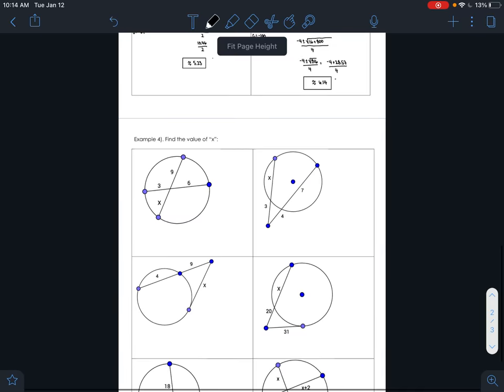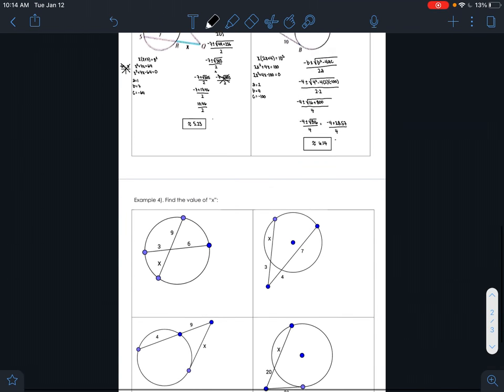Phew. All right, so I'm going to pause there, and then I'm going to come back, and we're going to do a few more examples.